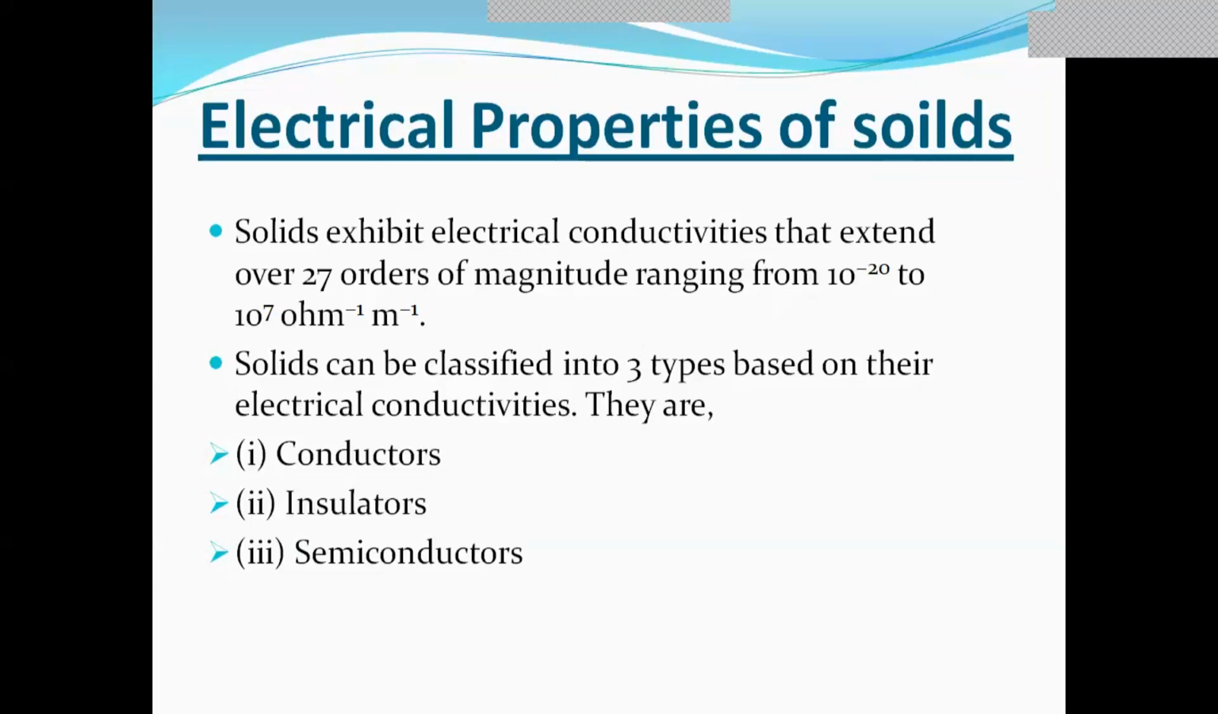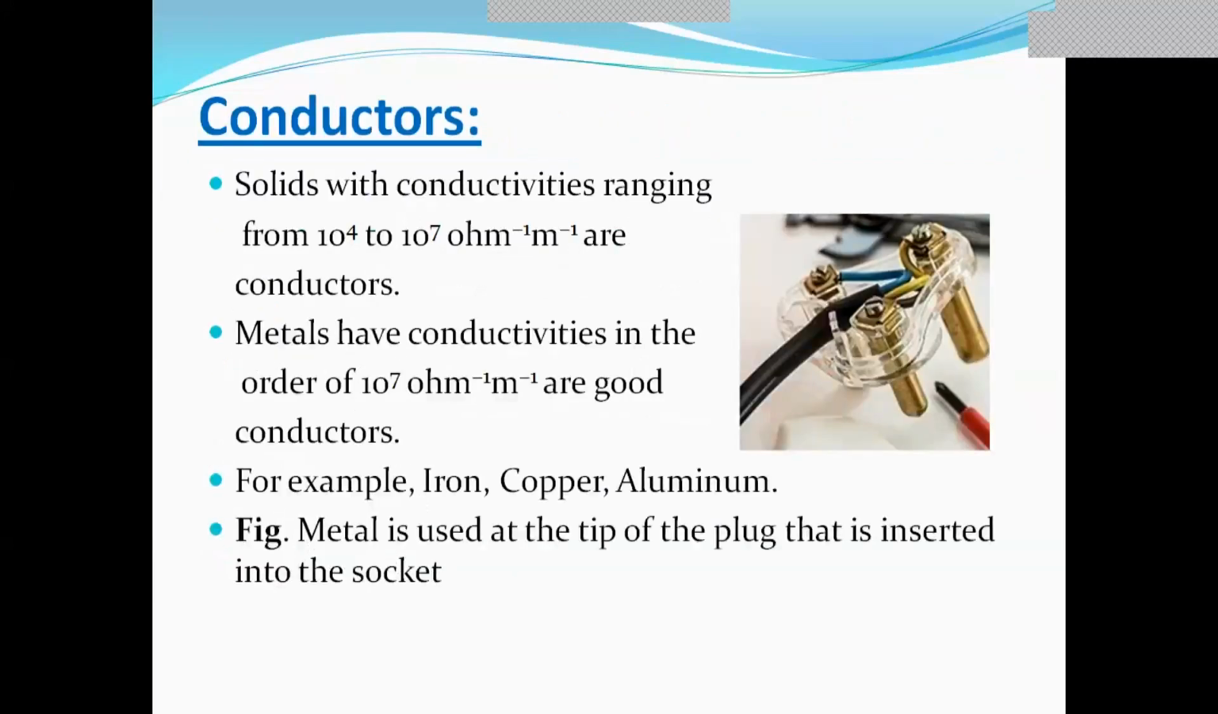Now one by one we discuss these solids and their types based on their electrical conductivities. Conductors. These are solids which have an electrical conductivity ranging from 10 to the power of 4 to 10 to the power of 7 per ohm per meter. These are called conductors. So they have positive exponential powers of 10.